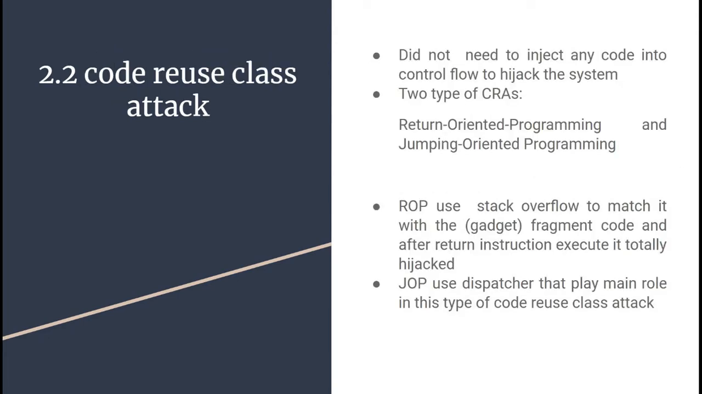Then we go to 2.2, code reuse attacks. What is a code reuse attack? It is a type of attack that differs from code injection in that it does not require the attacker to inject malicious code into the process address space. It only uses existing instructions in the program or shared libraries to complete the attack. There are two types of code reuse attack: first, ROP, return-oriented programming, and JOP, jump-oriented programming.